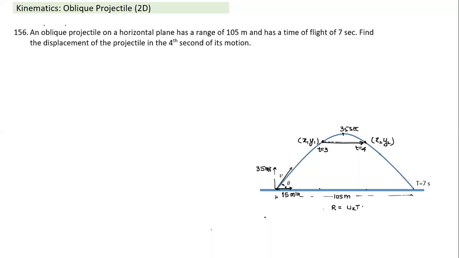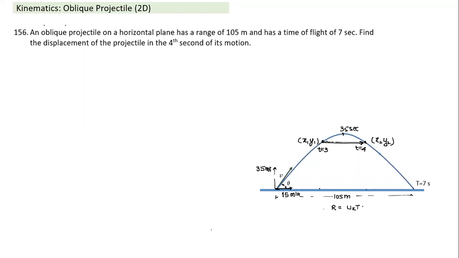Bhageshri, have you followed? Yes, sir. Can you explain what you have understood? Yes, sir. The speed in the y direction at t equal to 3 and t equal to 4 is equal because it's symmetrical. Okay. So we can find the values of x1 and x2.